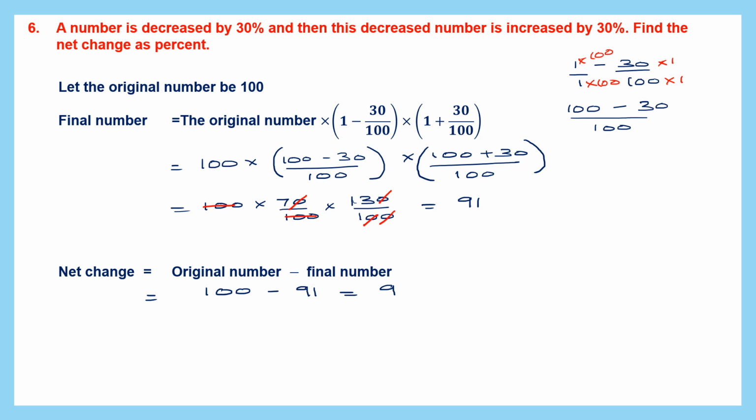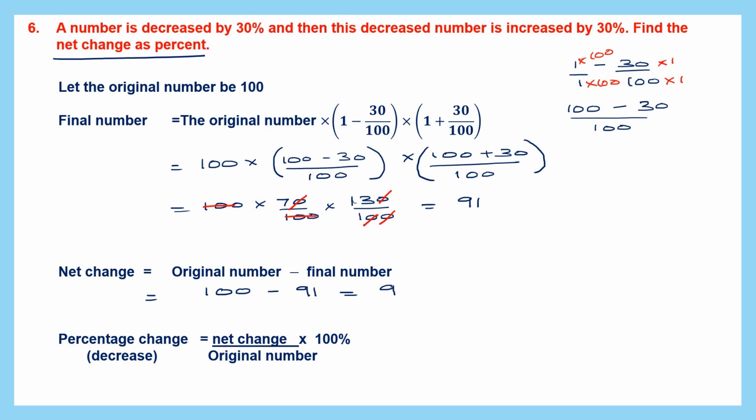Now here we've been asked to write the net change as percent. So to find the net change as percent, we say percentage change is equal to net change divided by the original number into 100%. So what is the net change? 9. What is the original number? 100.